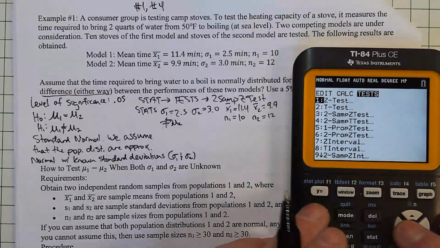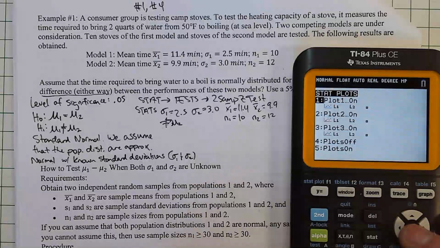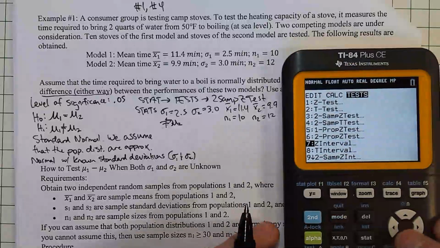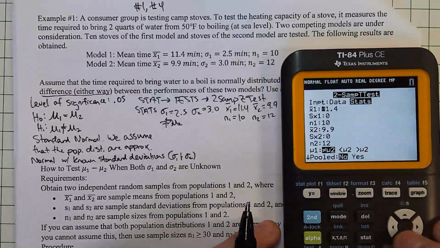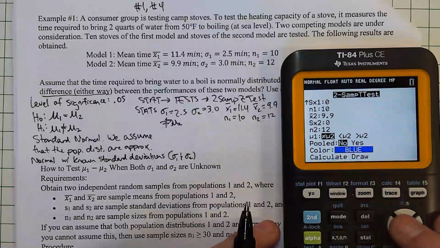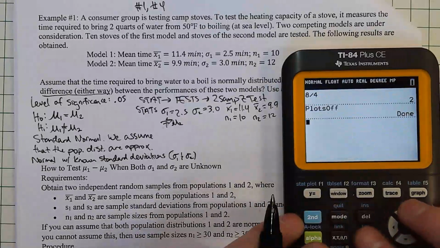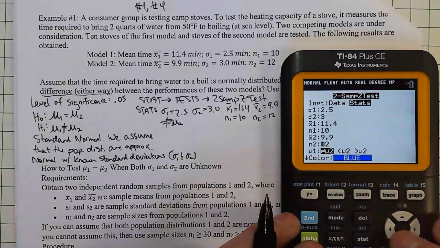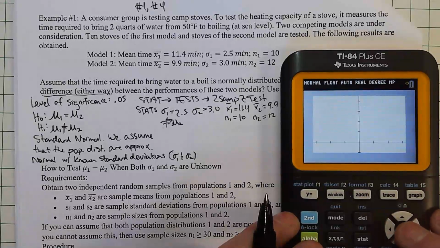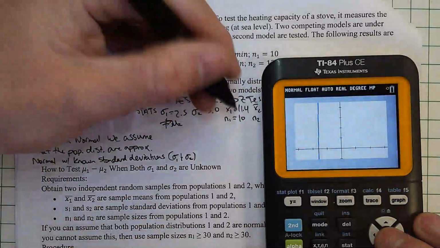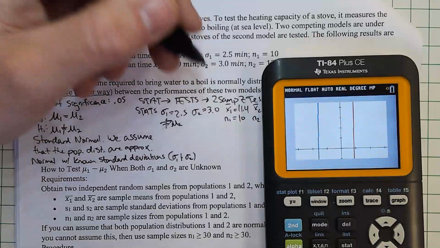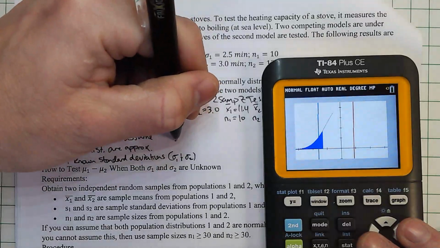Let me turn these stat plots off for stat test 2-sample Z test. Let's try this again. Oh, Z test. Sorry. Stat test 2-sample Z test. Okay. Let me try if the draw will work this time. There we go. Ignore that, whatever that is. Okay. Ignore that too. So there's the drawing feature.